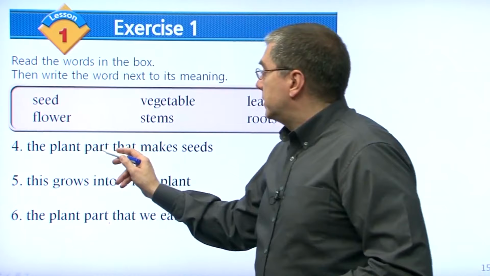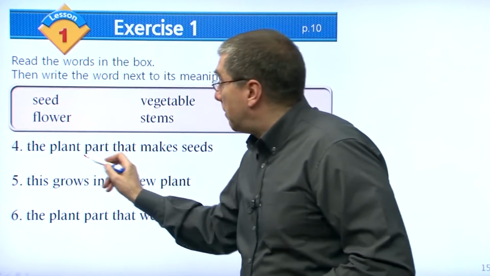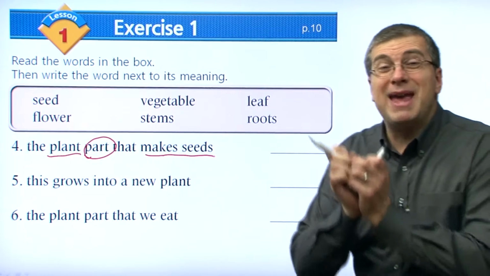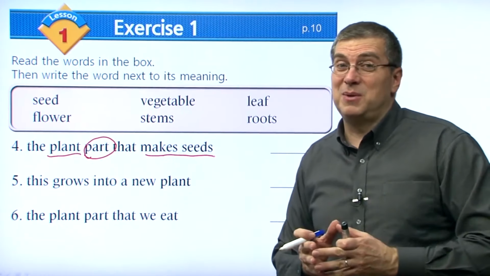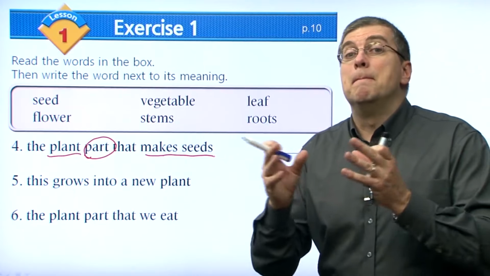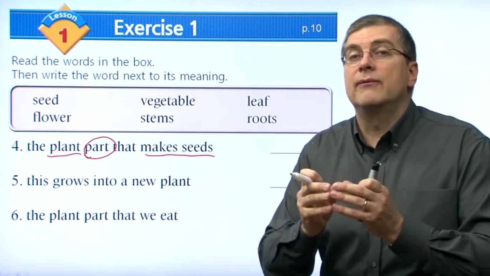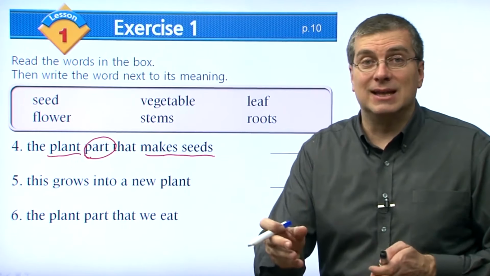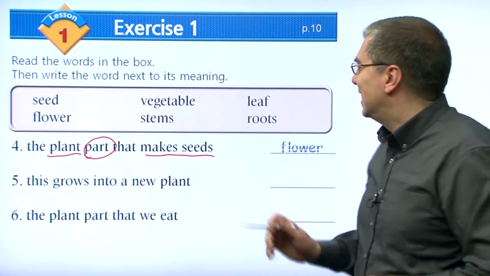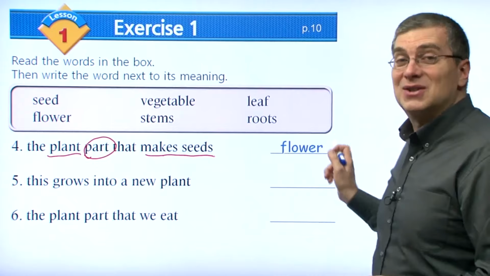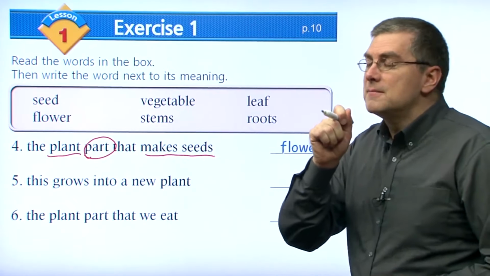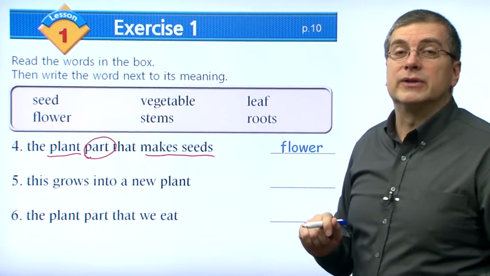The plant part that makes seeds. So the part of the plant that makes seeds. It makes seeds. We talked about this before, right? Where in the plant are seeds made? Which part of the plant makes seeds? It smells good. Which part is it? It's the flower. The flower smells good. It makes seeds. And you smell a flower? The flower smells good.